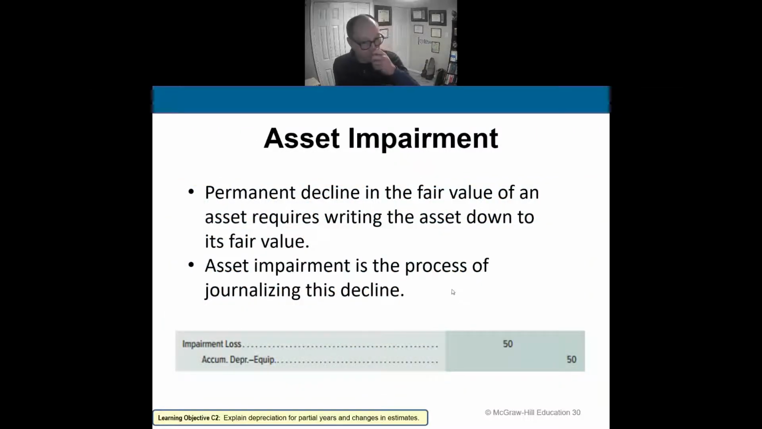Sometimes something will happen to your asset, like it'll just not work anymore, it lost its usefulness when it no longer works. We call that an impairment. And so we need to adjust for that impairment. So we debit impairment loss, credit accumulated depreciation. It's rare. It happens.